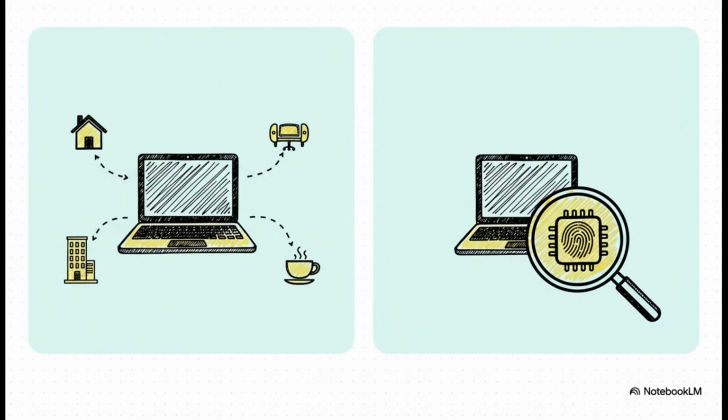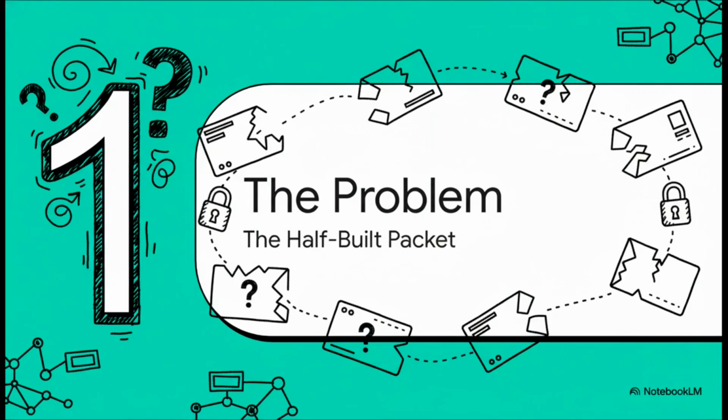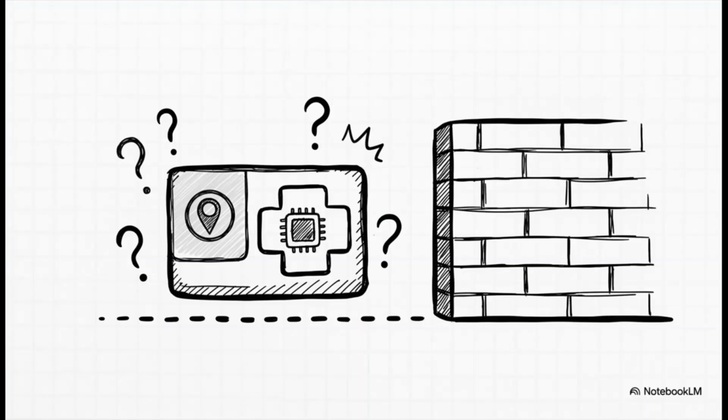It never, ever changes. And this difference, this whole who versus what thing, creates a really fascinating problem for your computer every single time it wants to send something. Let's call this problem the half-built packet. So picture this. You hit send on a file to your friend. Your computer knows their IP address. That's the easy part. But here's the catch.